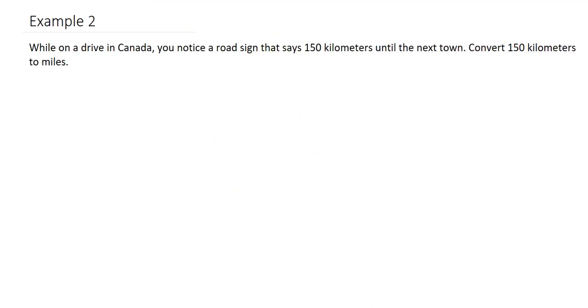Example 2. While on a drive in Canada, you notice a road sign that says 150 kilometers until the next town. So convert 150 kilometers to miles to put that in perspective if you're used to miles, right? So we're starting with 150 kilometers, and we need to get to miles.